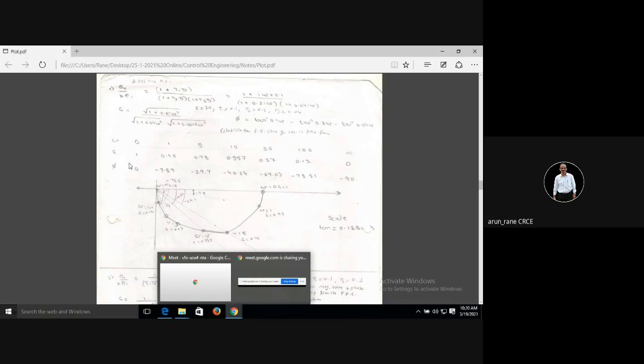Now what you do? This is the 0 degree line. Then this is the 7.9 degree line. Then this is the 29.7 degree line. Like that there are different lines. Now on this line, you have got this line. Now on this line, you have to substitute the values.